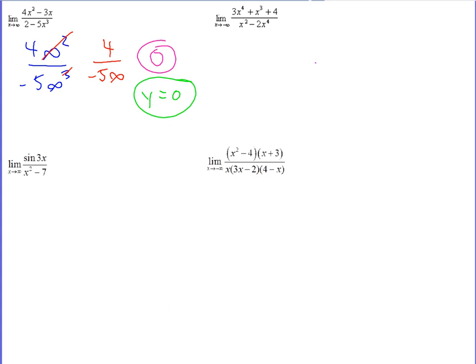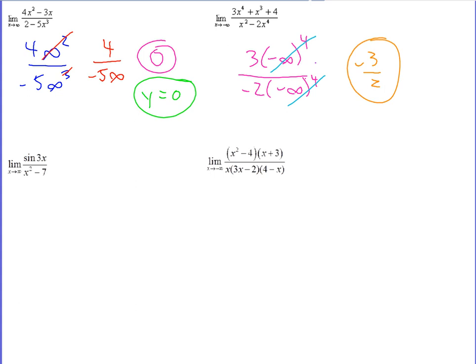And for the next one, if you substitute in negative infinity, the terms with the highest exponent, negative infinity to the fourth over negative 2 times negative infinity to the fourth, the infinity reduces out completely, and you're just left with negative 3/2. That's our limit, and that means, again, we have a constant, so our horizontal asymptote would be y equals negative 3/2.